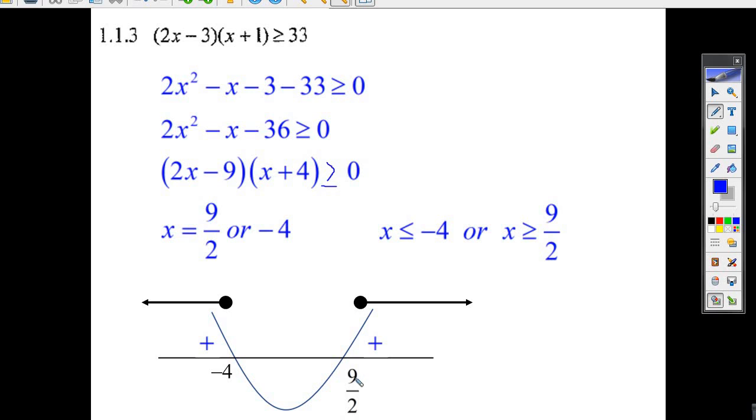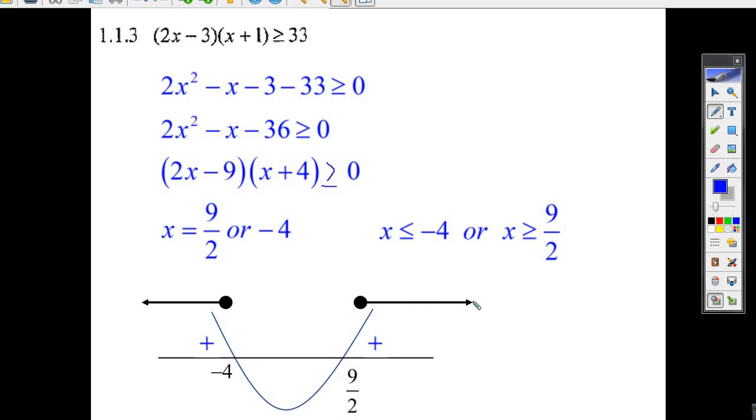If you pick a number bigger than 9 over 2, like 5, put it in there, you'll see that it's positive. Put a number like minus 5 in for x, and you'll see that it really is greater than or equal to 0. So these are the solutions, everything on the left side and everything on the right side. Some people like to make a parabola because that's what this thing is, and where it goes above the line is your answer. But there it is.